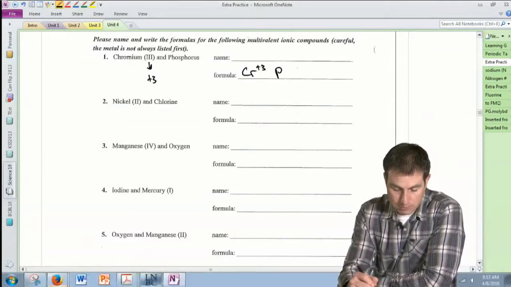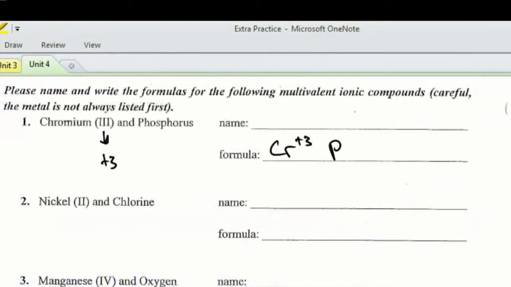Phosphorus is always P, and it always has a charge of -3. So if I want to write the formula for these things, if I crisscross my charges, I'm going to get Cr3P3, but I know I only need one of each of them to balance out the charges, so CrP. That is what I'm looking for.